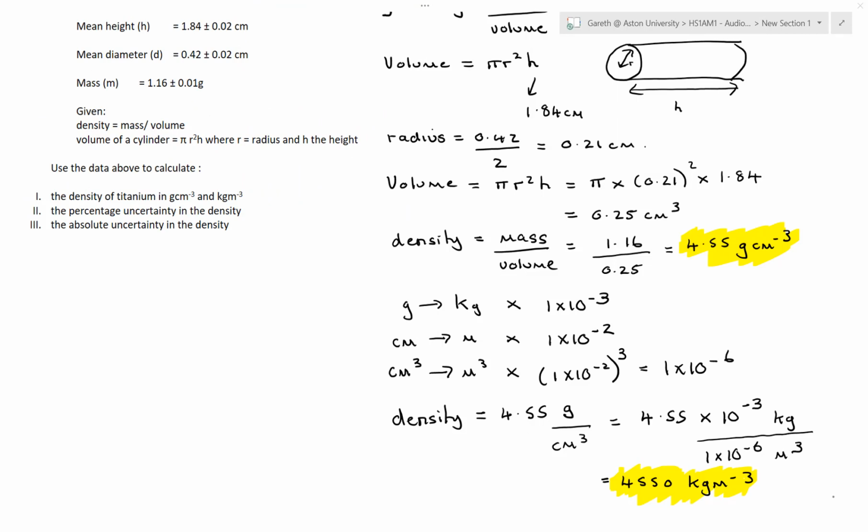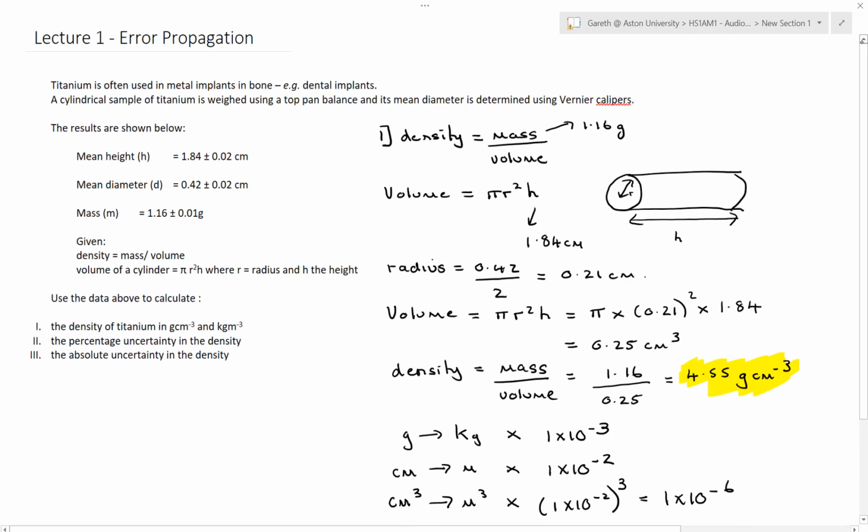We are now required to calculate the percentage uncertainty in the density. So to calculate the percentage uncertainty in the density, we first of all need to calculate the percentage uncertainty in the mean height, the diameter and the mass. So if we recall how we calculate percentage uncertainty, we take the absolute uncertainty, which for the mean height is 0.02, divide by the mean value, which is 1.84, and then we multiply by 100 and we'll find an answer of 1.09%.